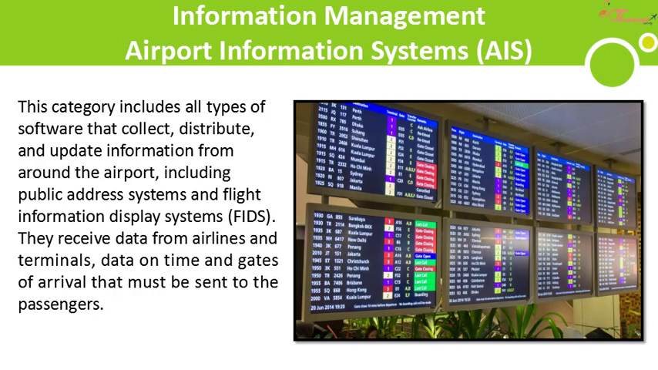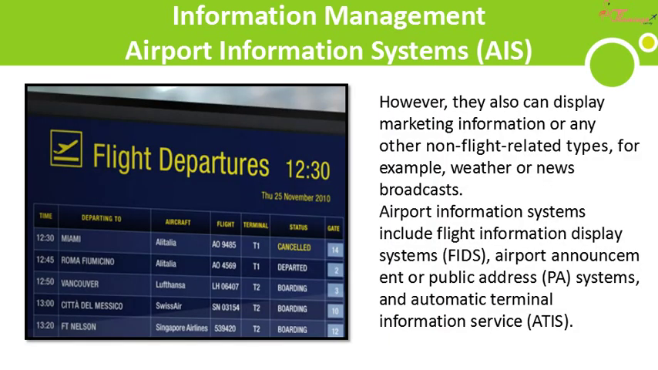This category includes all types of software that collect, distribute, and update information from around the airport, including public address systems and flight information display systems, FIDS. They receive data from airlines and terminals, data on time and gates of arrival that must be sent to the passengers. However, they also can display marketing information or any other non-flight related types, for example, weather or news broadcasts.